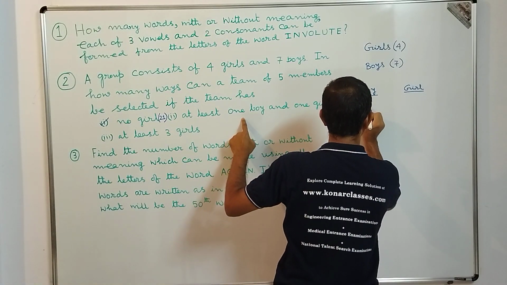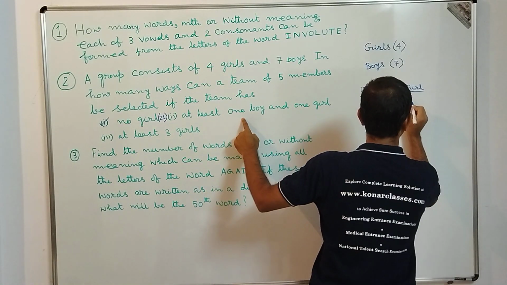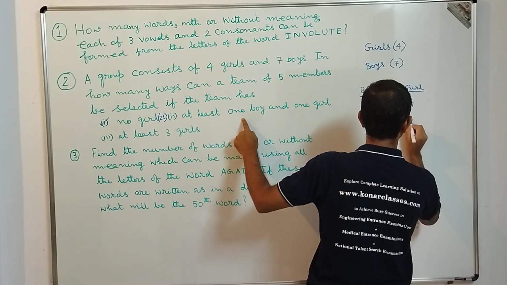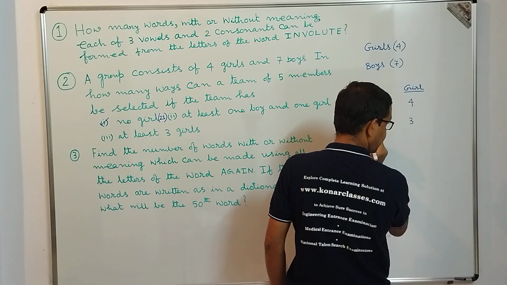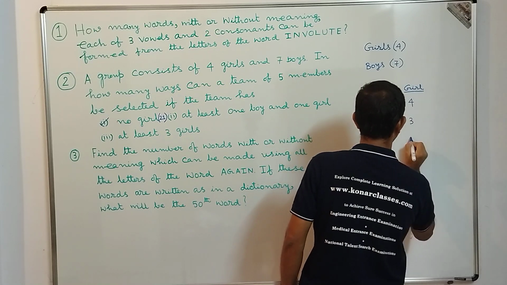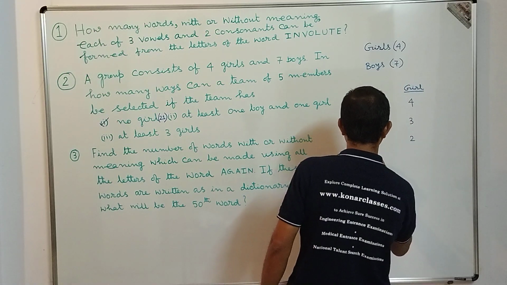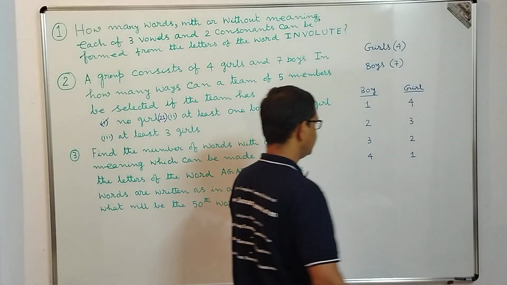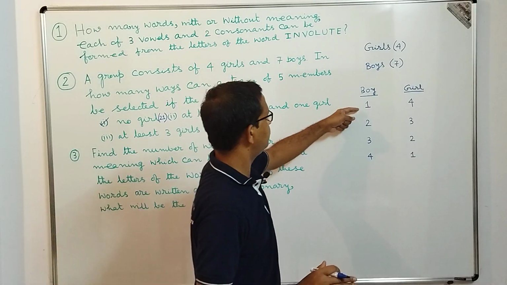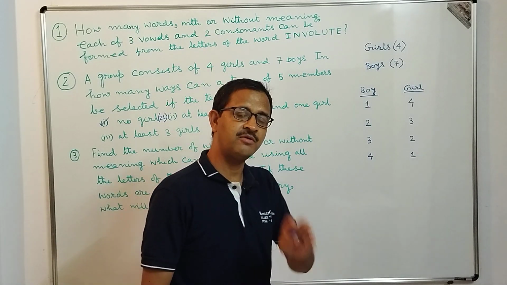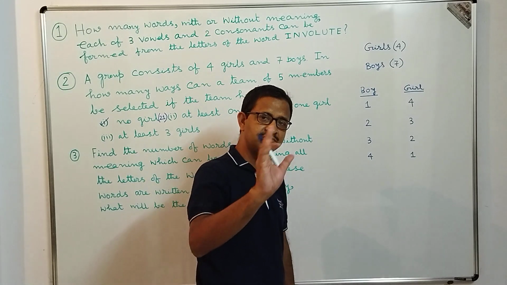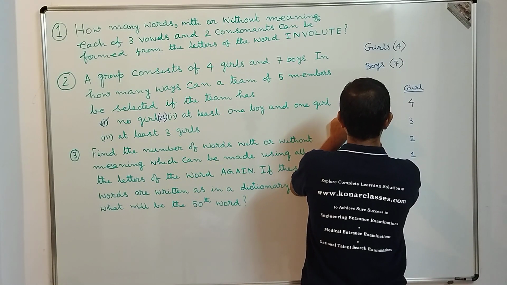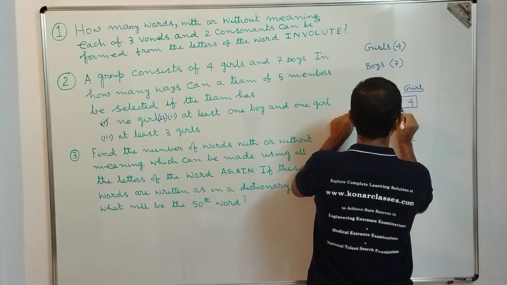That means I can take 1 boy and 4 girls. I can take 2 boys and 3 girls. I can take 3 boys and 2 girls, and I can take 4 boys and 1 girl. These are the possible selection criteria to form a team consisting of 5 members. Now let's concentrate on this particular case, 1 boy and 4 girls.